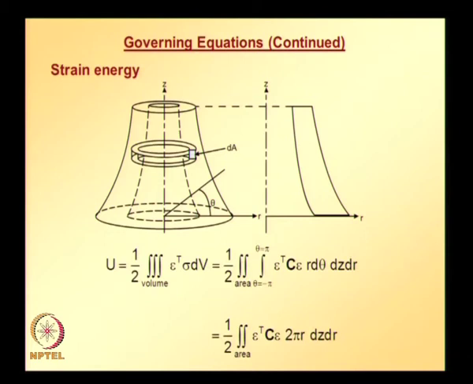So, strain energy is given by this half volume integral of epsilon transpose sigma. Since we are dealing with axisymmetric problems, we can integrate this with respect to theta going from minus pi to pi, and when we do that, this strain energy becomes an area integral or surface integral.